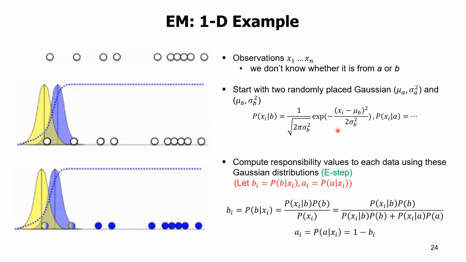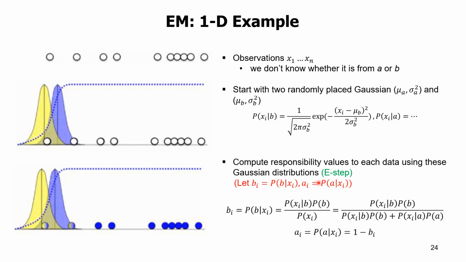As I said earlier, by using these parameters, we can compute these probabilities. So this is the probability that xi is generated from Gaussian B. You can do the same in here. This is the probability that xi is generated from Gaussian A. So you can compute this. This is the simple definition of Gaussian, the probability density definition in Gaussian.